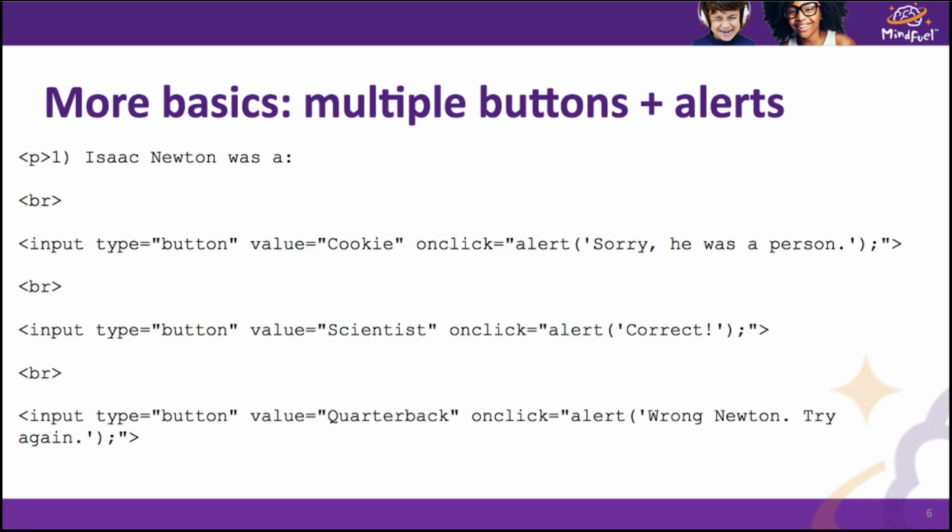Here, you can see an example for my Isaac Newton page. I have included my open-ended question, "Isaac Newton was a...", and then 3 buttons with various options: a cookie, a scientist, or a quarterback. I've also included code for an alert to pop up once my user has made their selection. Let's jump over to our editor to try this out together.